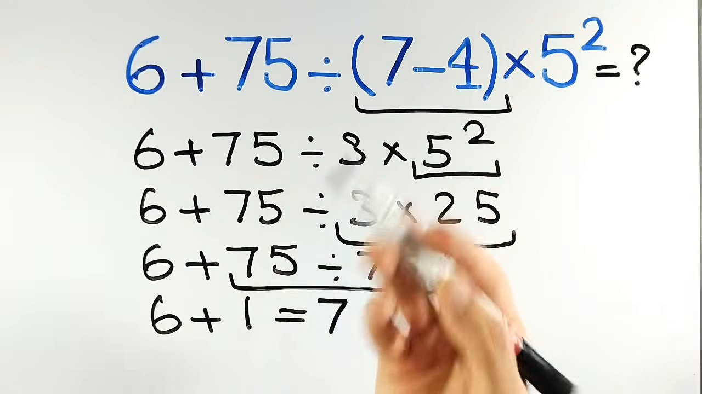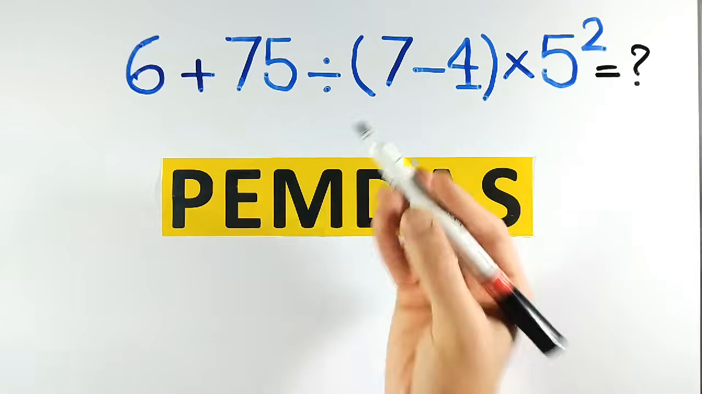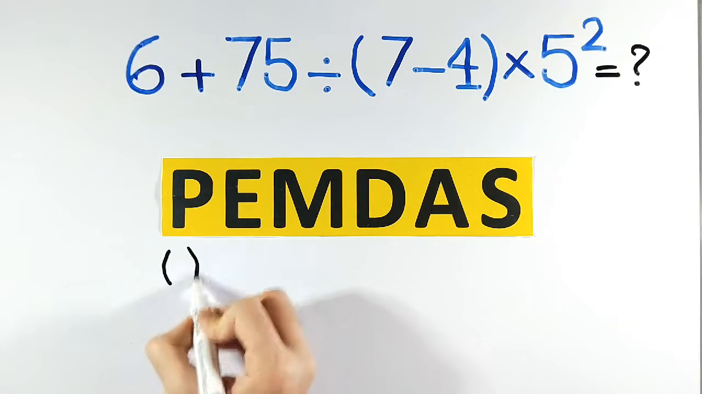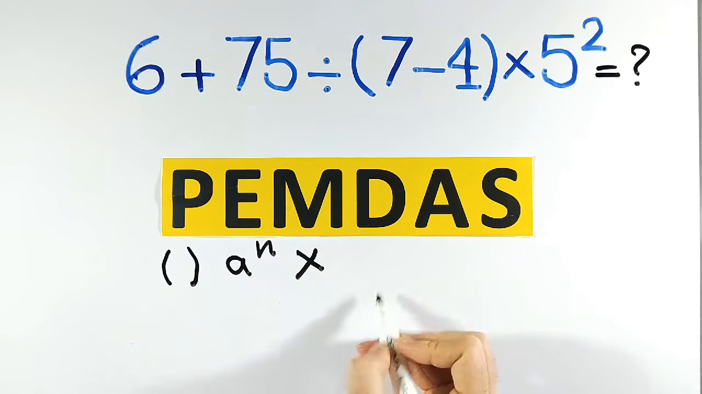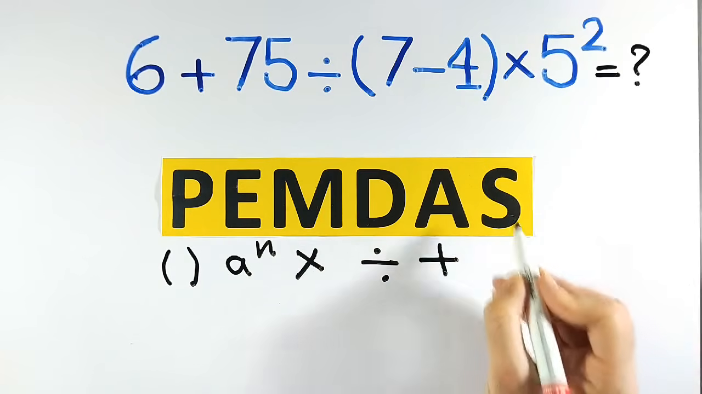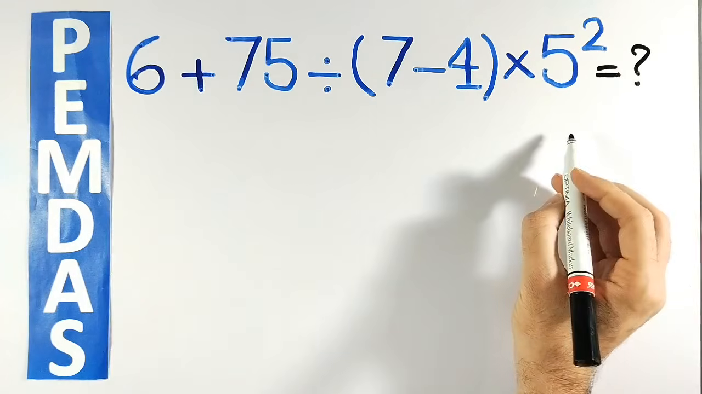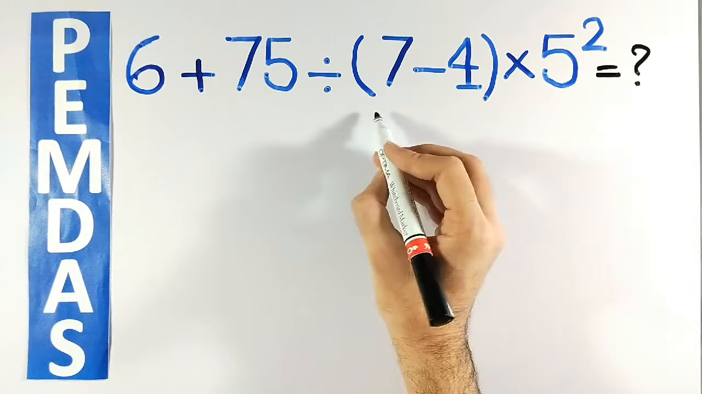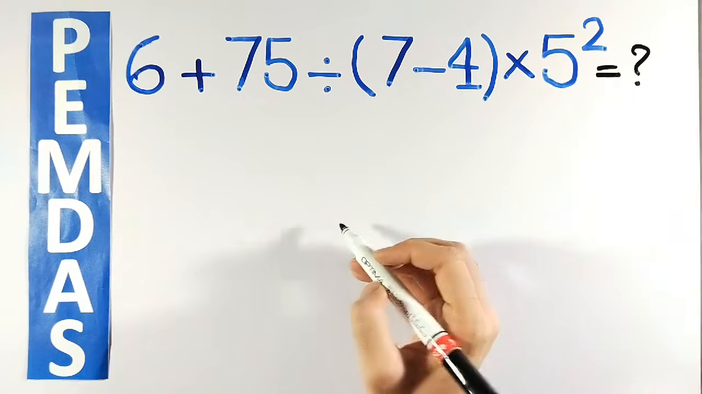Alright, now let me show you how to solve this expression properly. To solve this question, we must follow a rule that is called PEMDAS. In this rule, P stands for parentheses, E stands for exponent, M stands for multiplication, D stands for division, A stands for addition, and S stands for subtraction. As you can see on the screen, in this expression, first we have an addition sign, then a division sign, followed by parentheses, then a multiplication, and finally exponent.